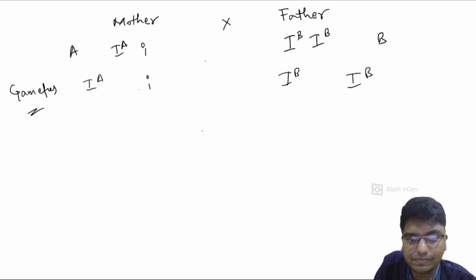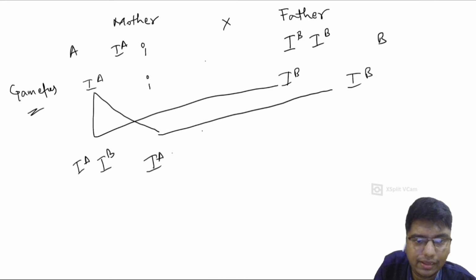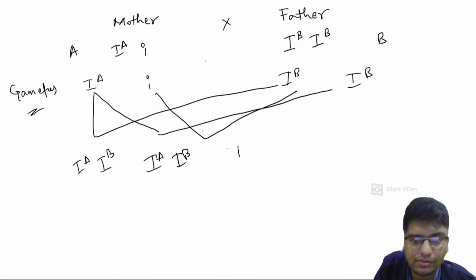So then what will happen? IA with this, right? IA, IB. Then IA again, IA, IB. Right? Now this small i, and this means a small i.